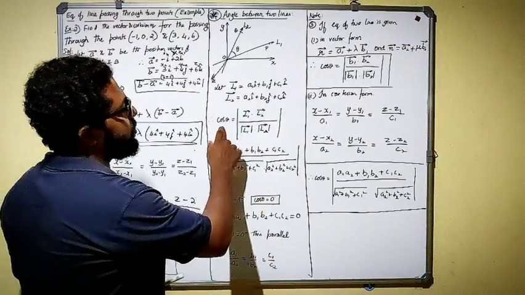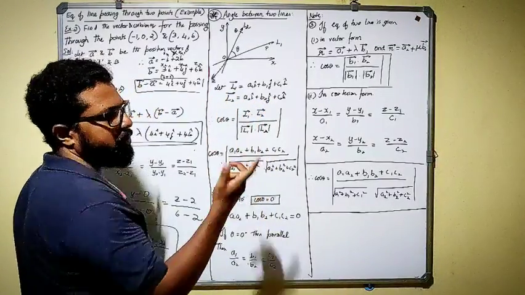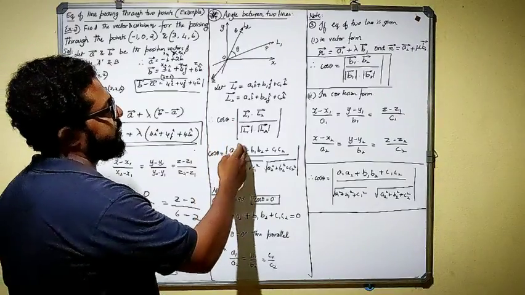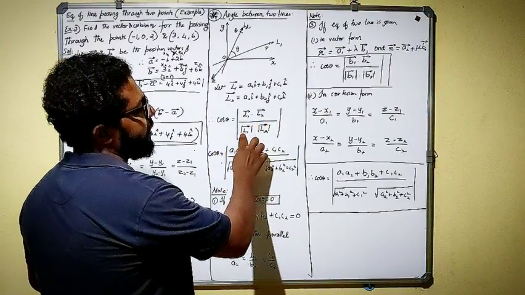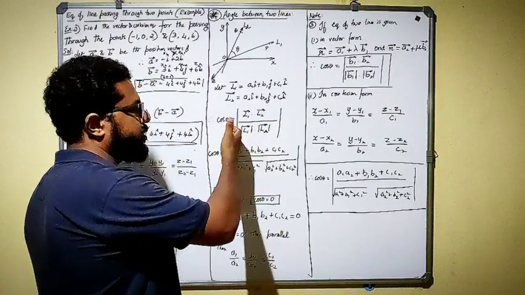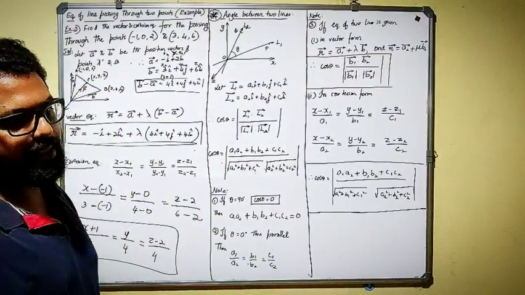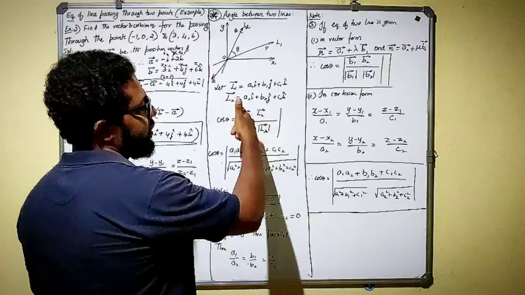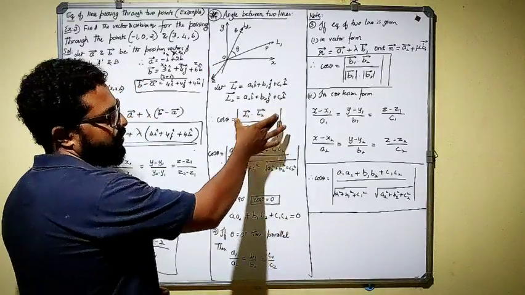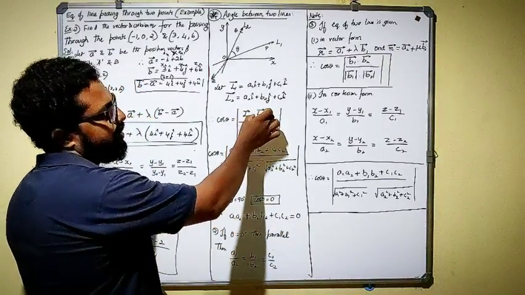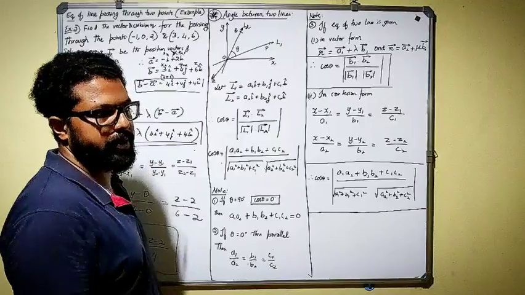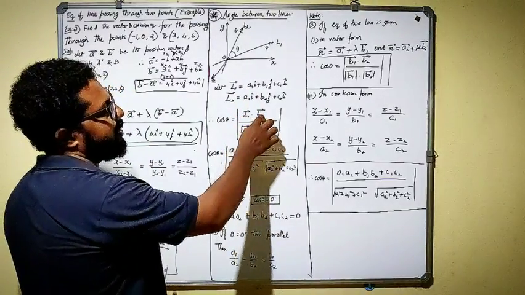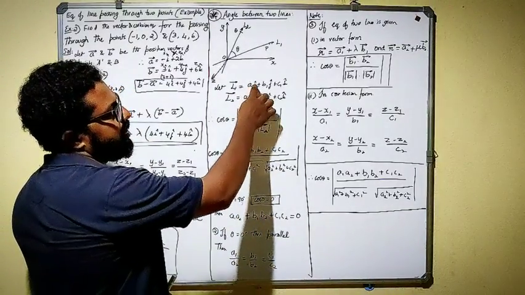Then for cos theta, I already know the dot product formula, it is the same. Cos theta is nothing but L1 dot L2 divided by the magnitude of L1 times the magnitude of L2. Using this itself, I can find the theta, that is the angle between these two vectors. So L1 dot L2 is simply the dot product.